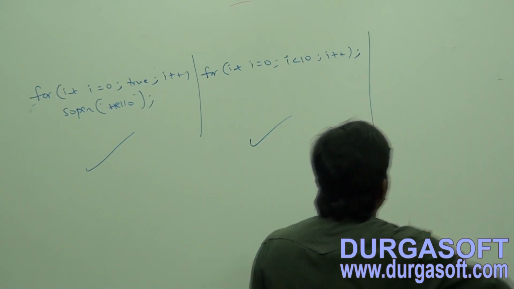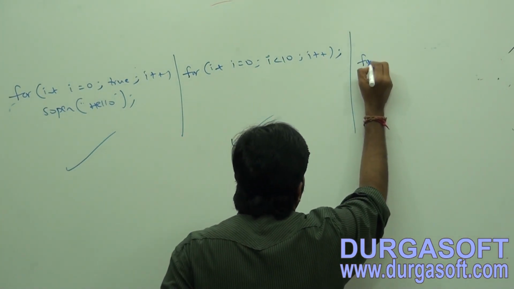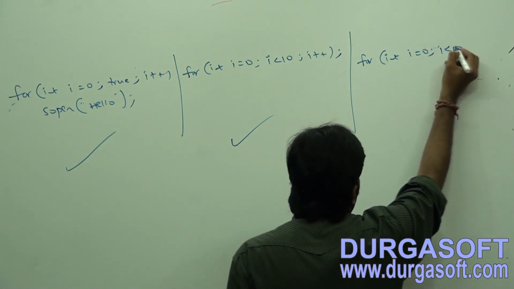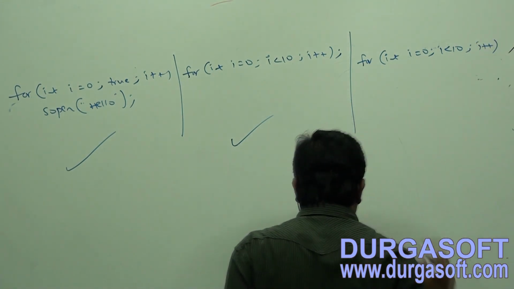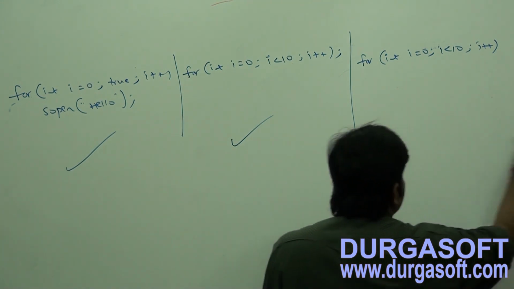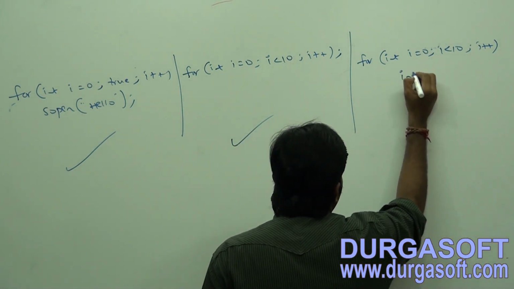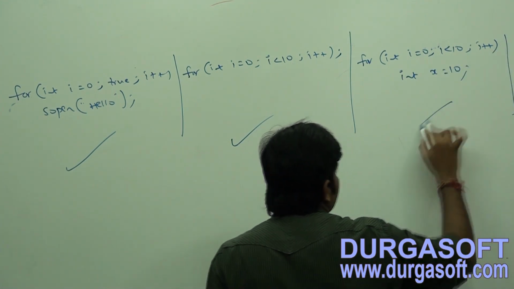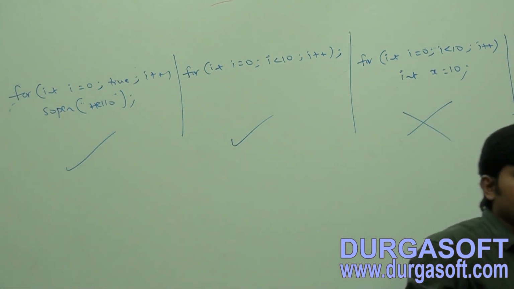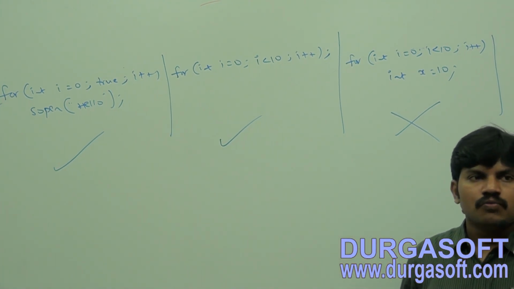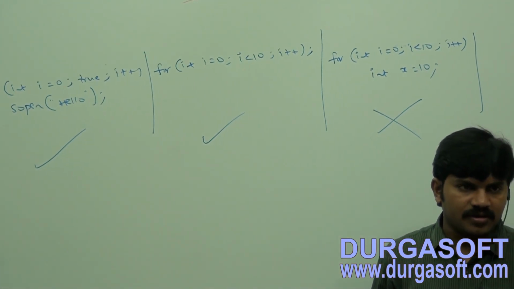Okay. Now let me take for int i = 0, i < 10, i++. Here I am taking int x = 10. Valid or invalid? This one is invalid, right? Without the curly braces, only one statement we can take, which should not be a declarative statement.